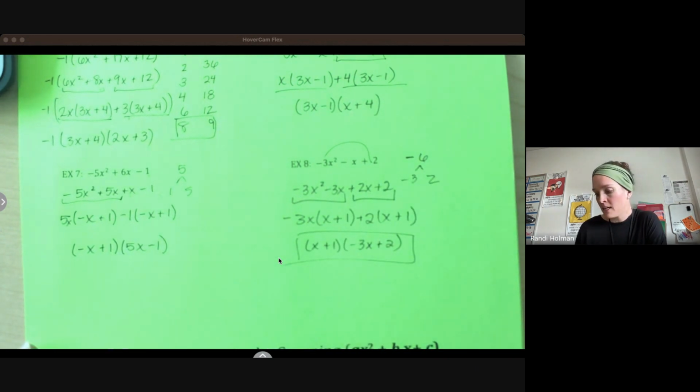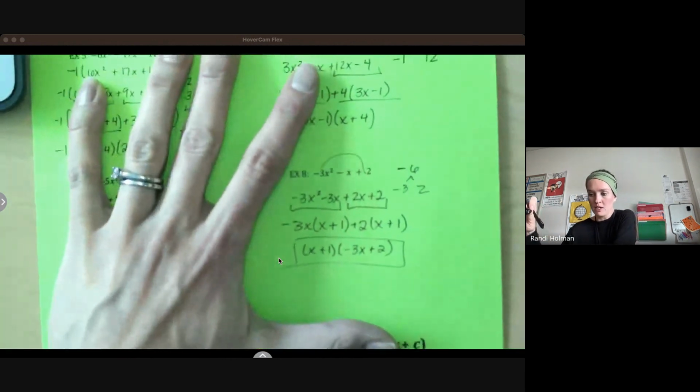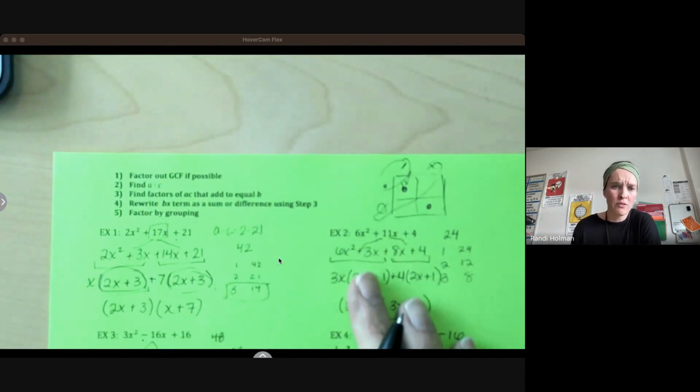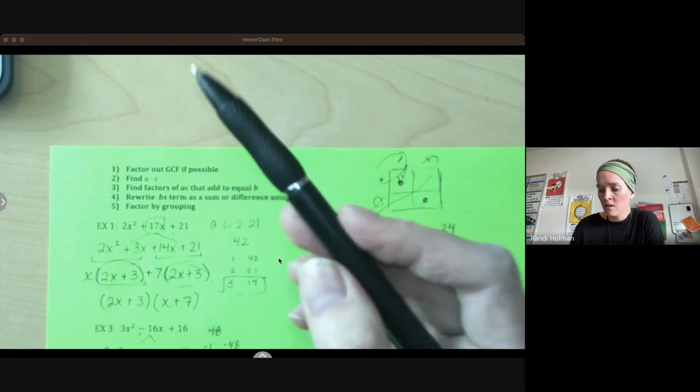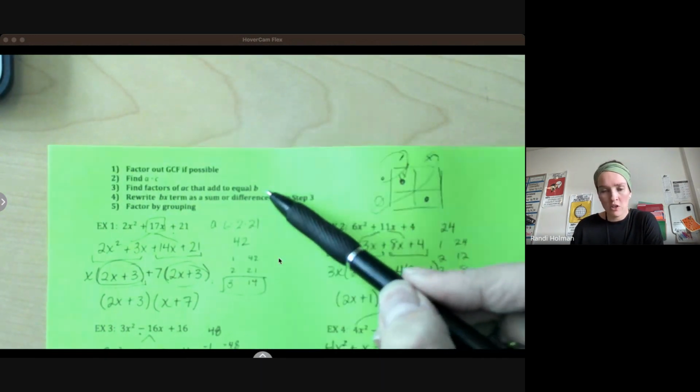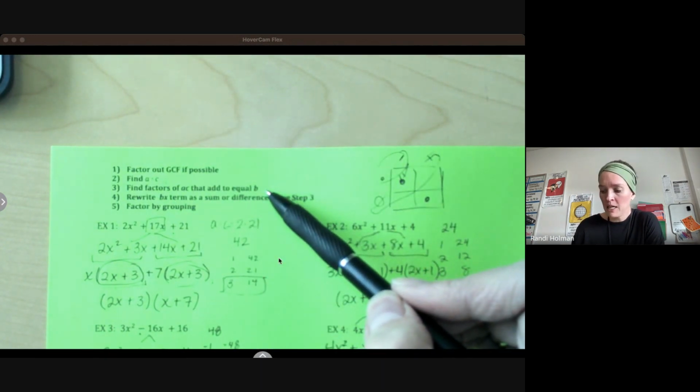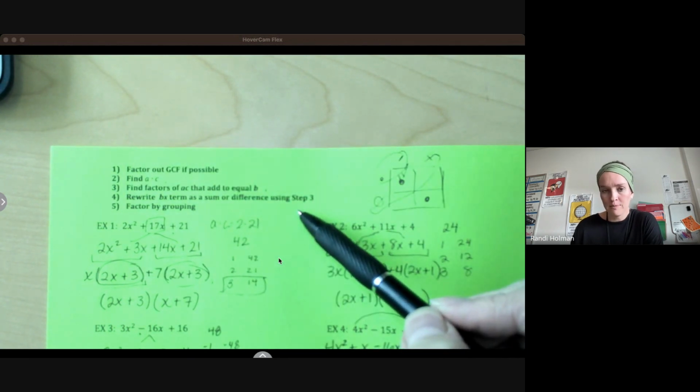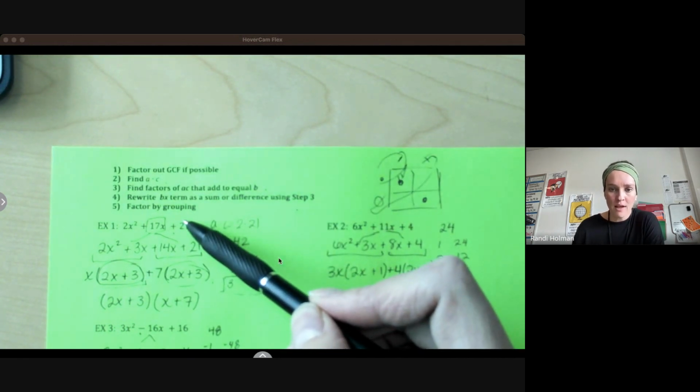Okay, that is all I have for you. Remember, your process here is look for greatest common factor if possible, multiply a times c, then you're looking for factors of that number that add up to be b, rewrite with 4 terms, and then we already have that factor by grouping.